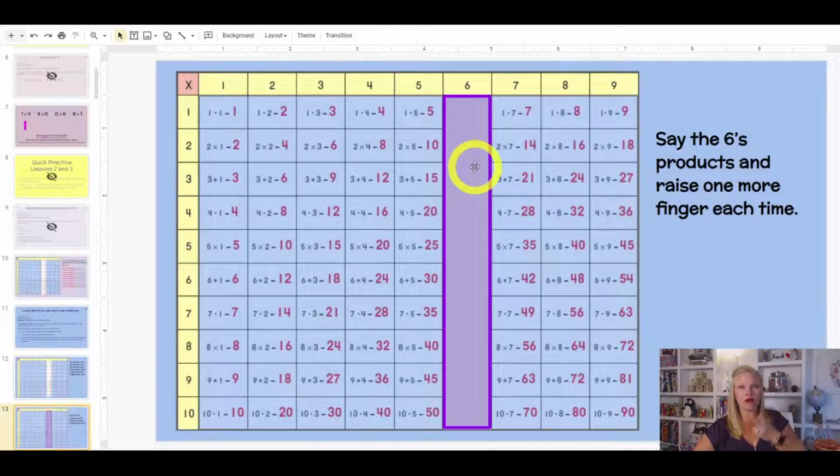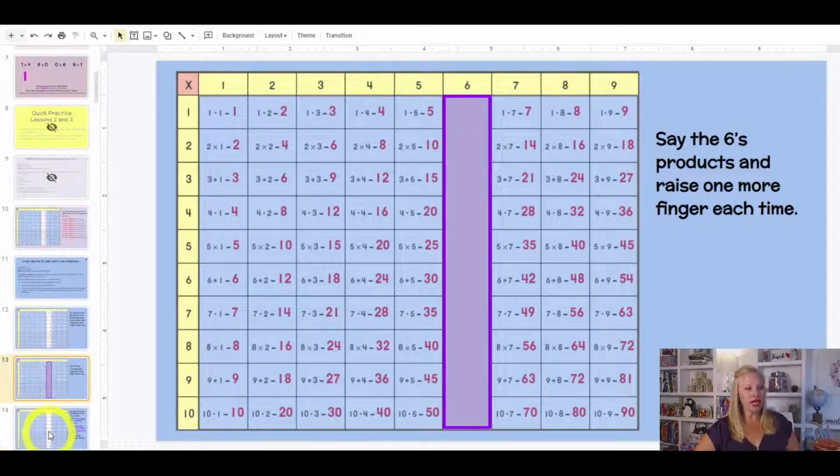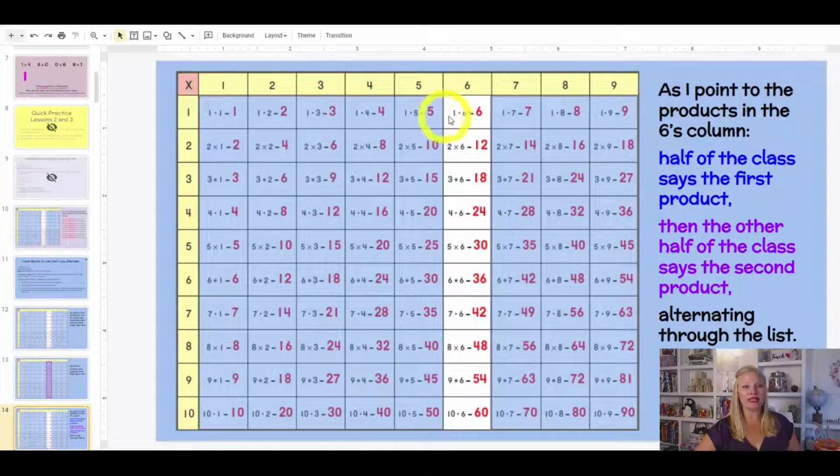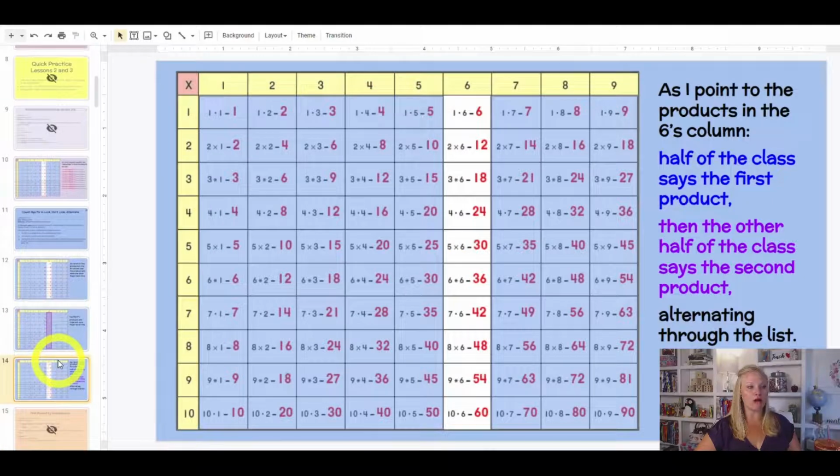6, 12, 18. The next slide is students saying them half and half. So I'm going to point to this half of the class. They say 6. That half of the class, 12, 18, 24. I like to have students stand up and sit down each time it's their turn, just to get some movement and a brain break. But we're just repeating the count bys now by alternating.